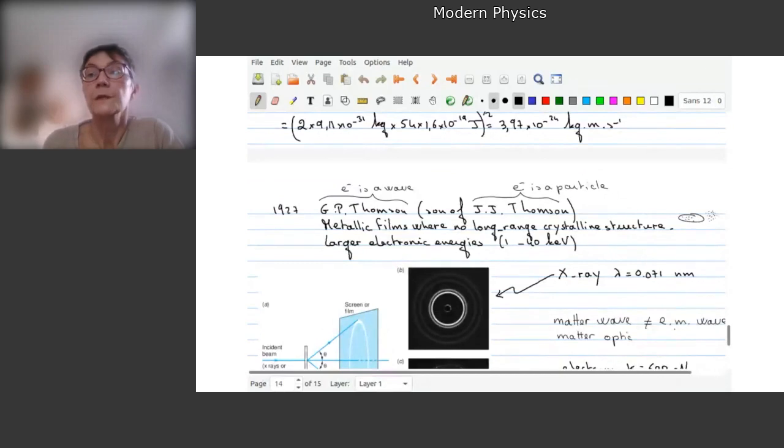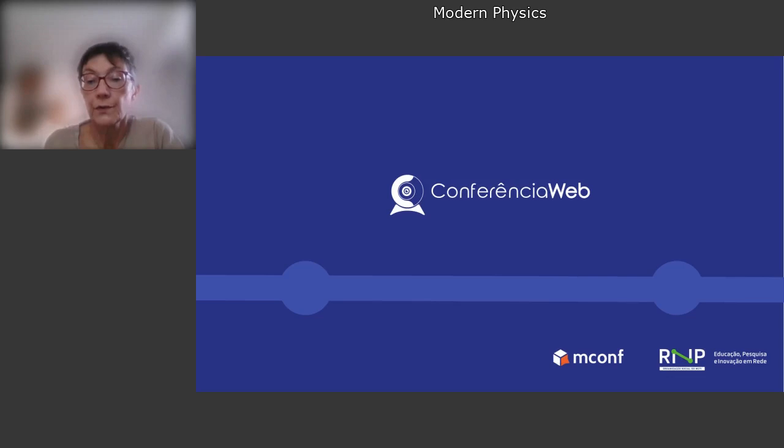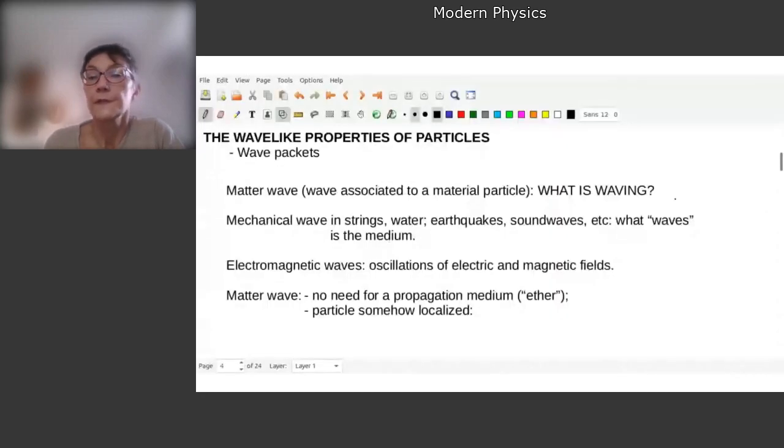Okay, so today I want to go on with this subject, and this is what we are going to see today. This is the problem of the wave packets. So we studied the properties, how we can associate a wave to a material particle.